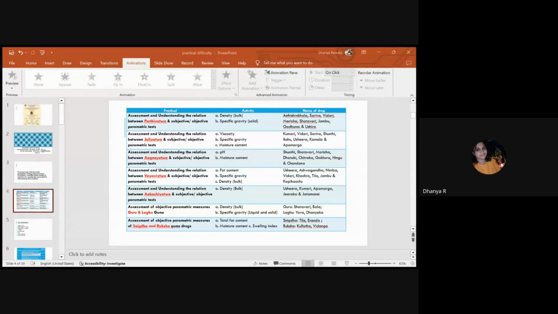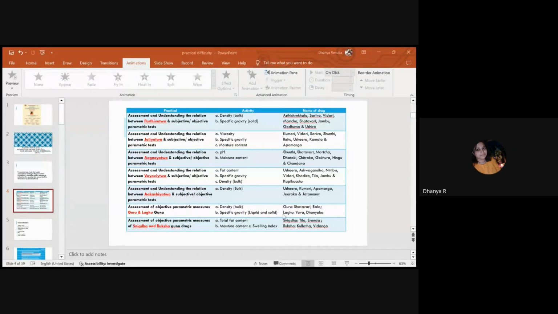So what is bulk density? Bulk density is the measure of mass of a material per unit volume. So from the definition itself, it can be seen that it is just the weight of the material divided by its unit. Slides are not moving, ma'am.